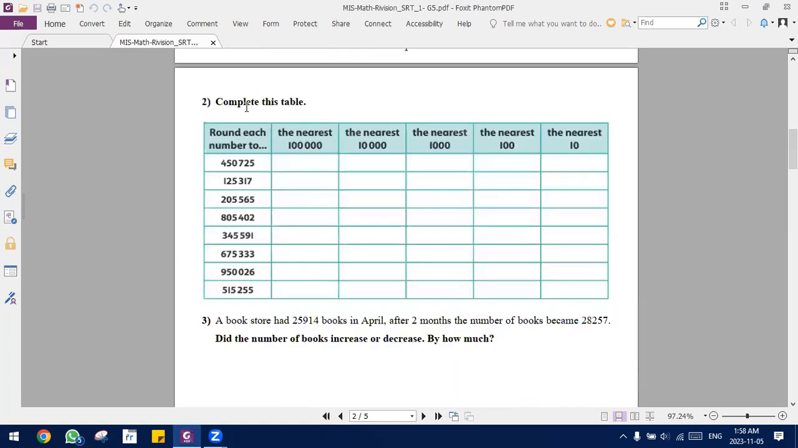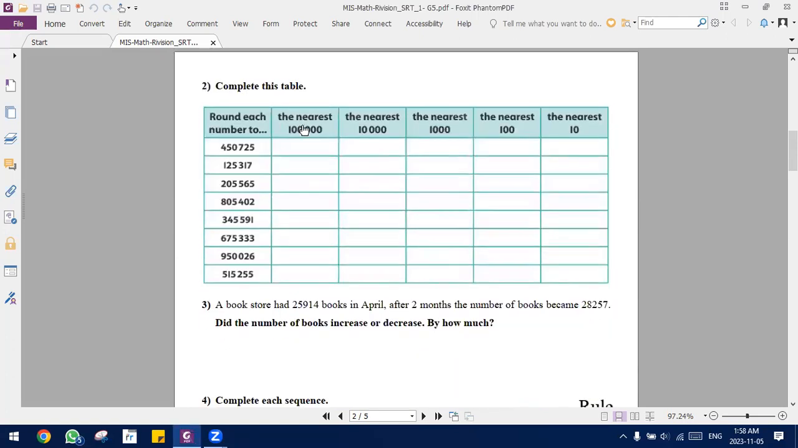Now question number 2 says complete the table. This is about rounding. In rounding, the most important thing is the place value. For example, the first column says round to the nearest 100,000. First of all, I should underline the 100,000 place value. Here we have 450,725. Where's the place value of the 100,000? It's 4.